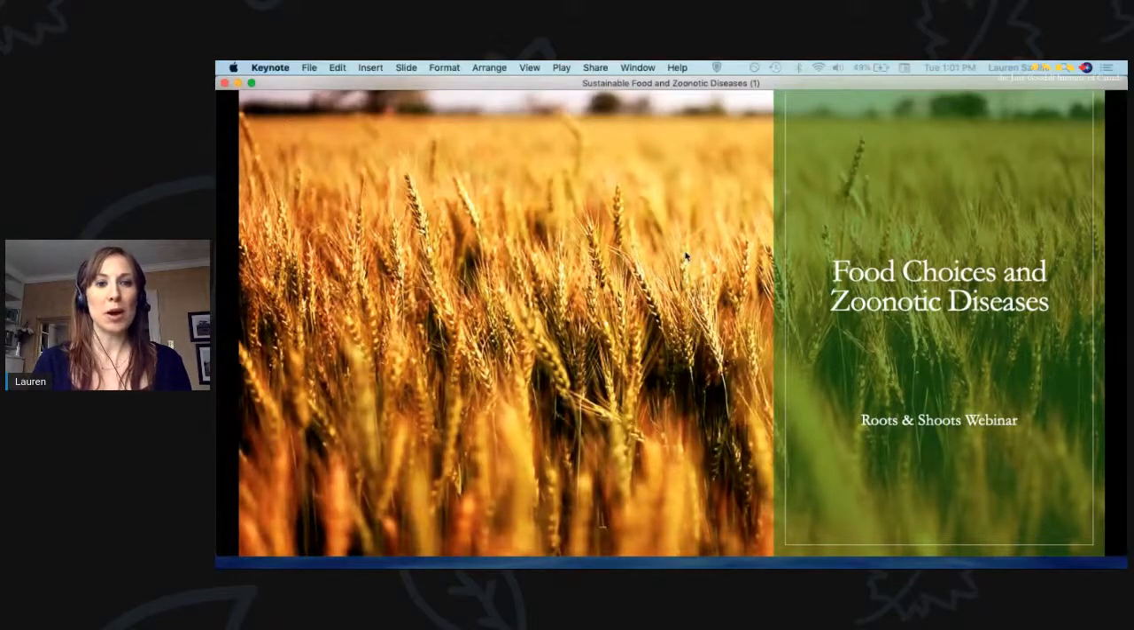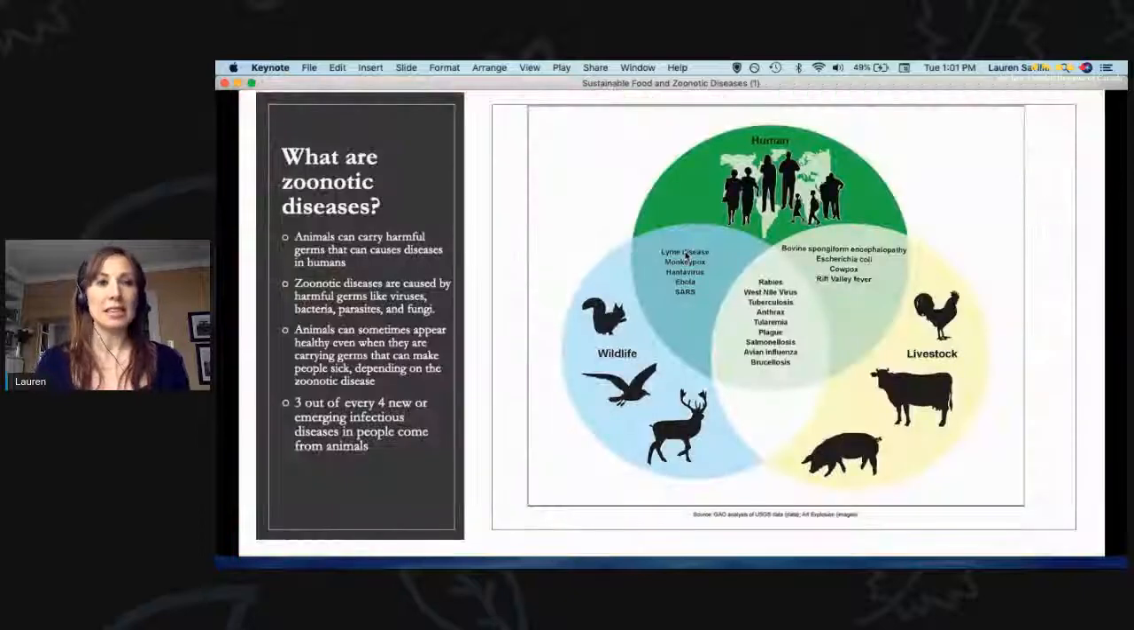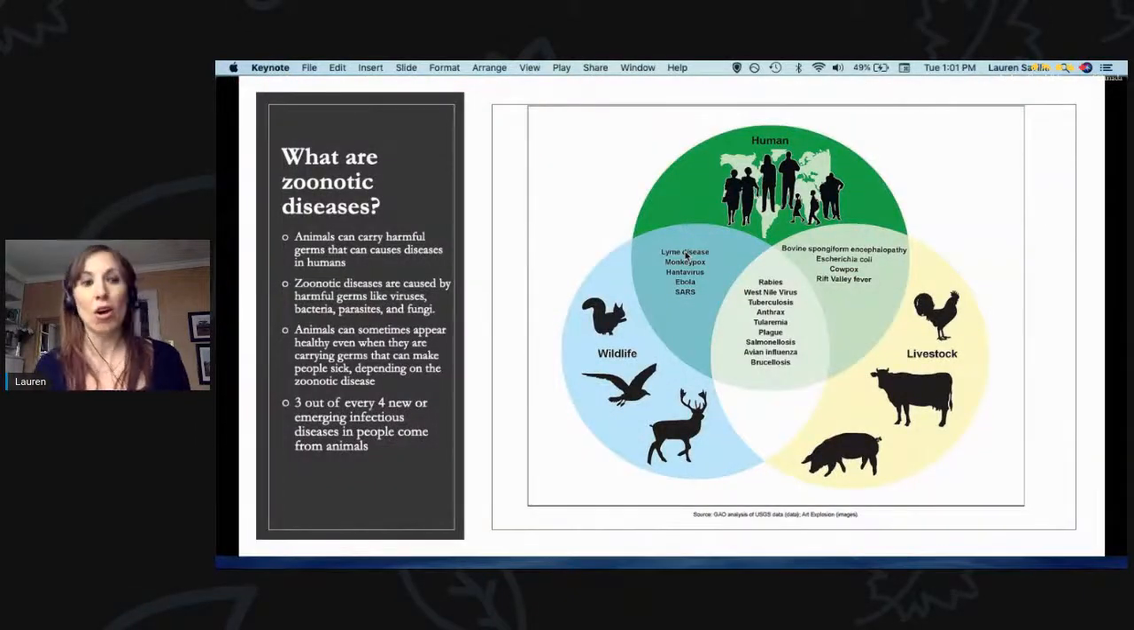So when we talk about zoonotic diseases, I just wanted to give an intro about what they are. Animals can carry harmful germs that cause diseases in humans. Zoonotic diseases are caused by germs like viruses, bacteria, parasites, and fungi. And animals can sometimes appear totally healthy. They might not actually be sick at all, but they can pass on those germs to humans and cause us to get sick. And actually 3 out of every 4 new or emerging infectious diseases in people are coming from animals.